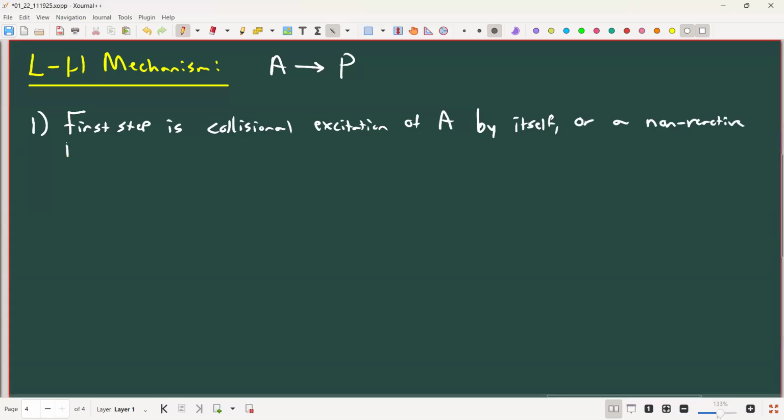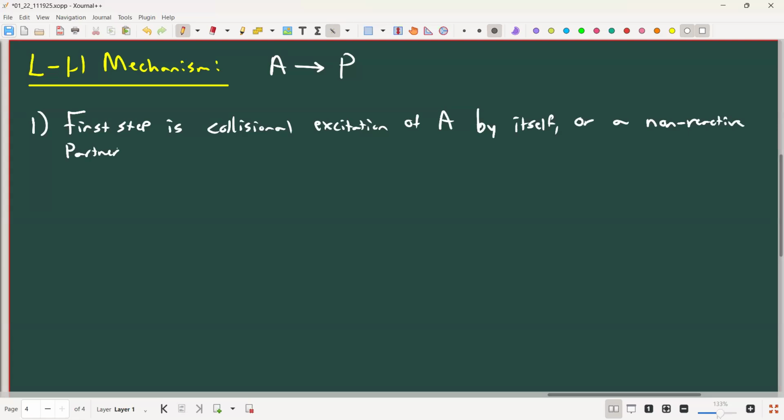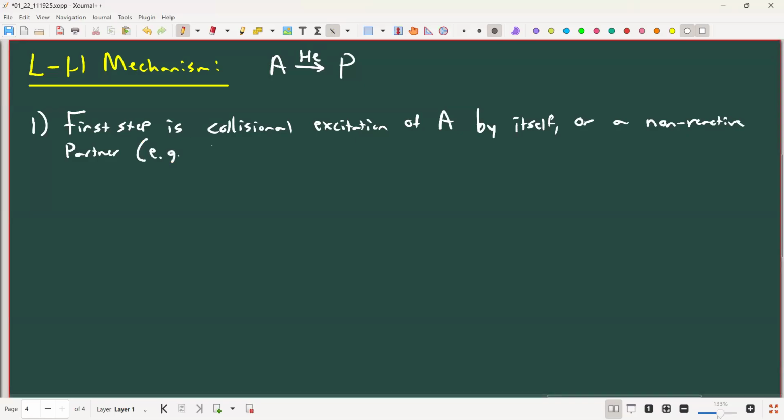All right, what do I mean by a non-reactive partner? Well, if this system has some helium in it, for instance, right? Maybe I have some helium in there, or some argon, right? Some gas, some air, or something like that. So like a noble gas.